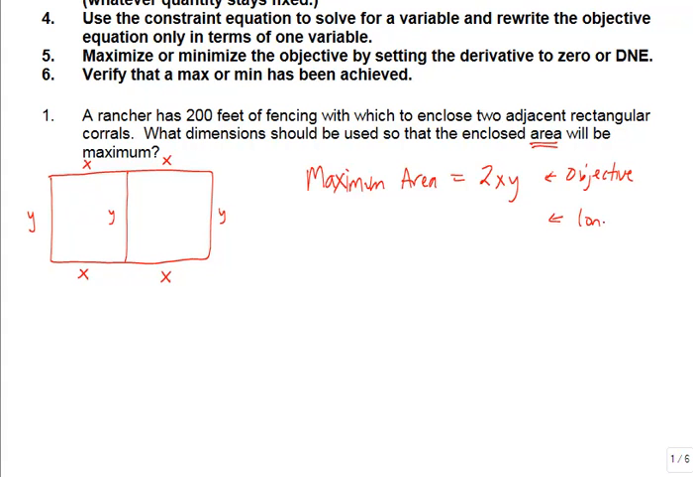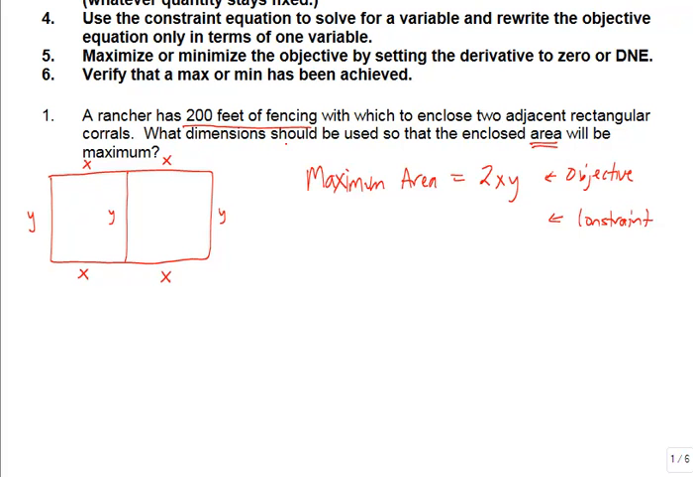And then we're going to come up with something called our constraint. Now this is the thing that needs to be fixed in the problem. And usually when you're reading these problems, if they give you a certain number or value that you need to maintain in the problem, that's your constraint. So here we have 200 feet of fencing. That is going to be our constraint. We can't exceed that amount.